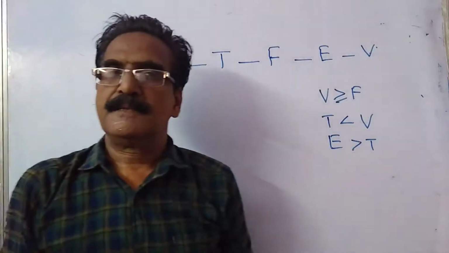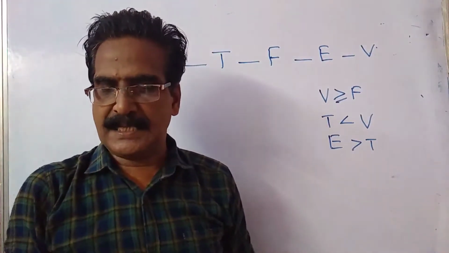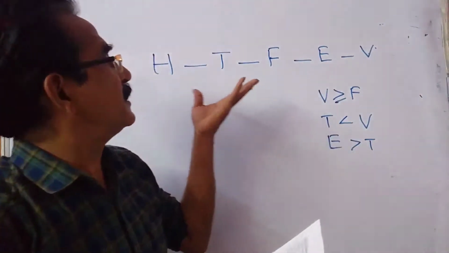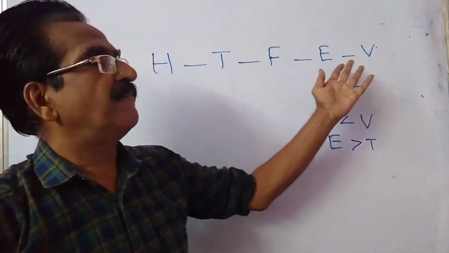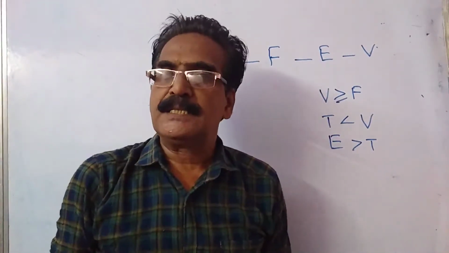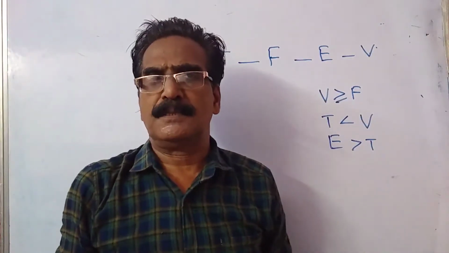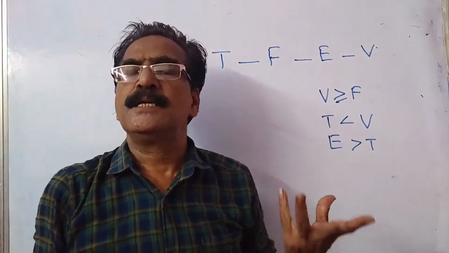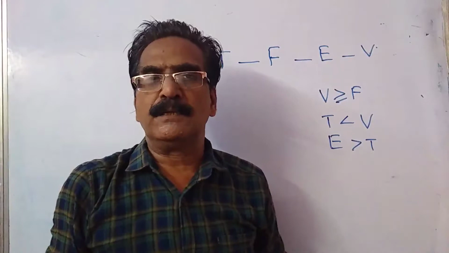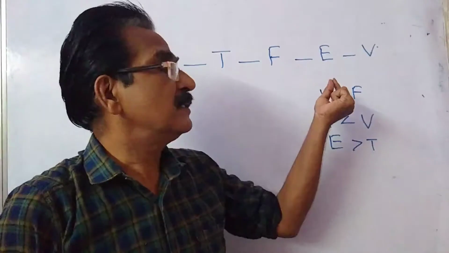Friends, here the question is, which of the following symbols can be placed in blank spaces? Some blank spaces are given between H, T, F, E and V. Which of the following symbols can be placed in blank spaces? Just reverse problems. Yesterday we did some problems on this inequalities. So now today we are doing reverse problems, in the sense we have to find the symbols.